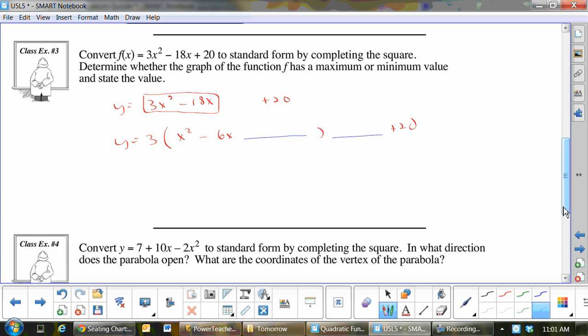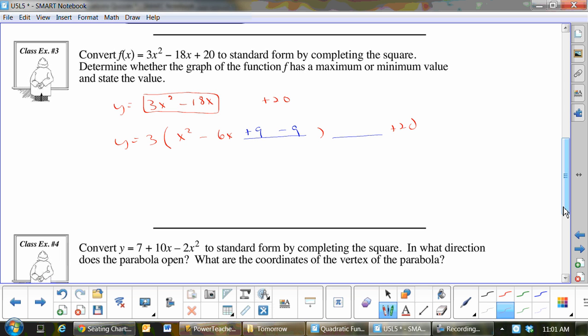Now, what would be the number that comes after the negative 6x that will make a perfect square for me? Positive 9. Negative 6 divided by 2 is negative 3, and negative 3 times negative 3 is positive 9. And then I put minus 9.